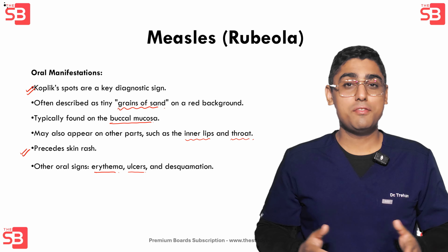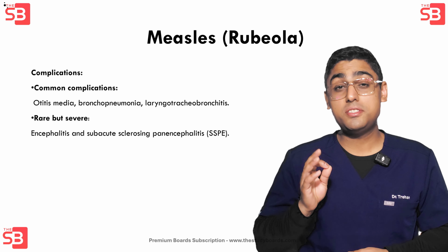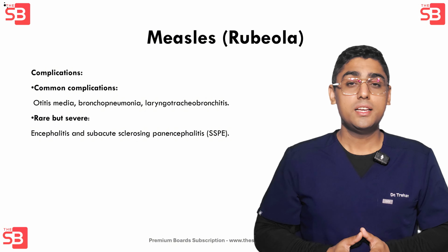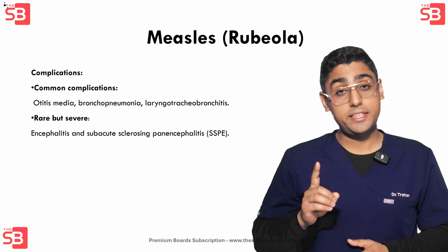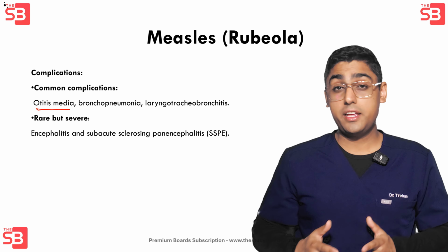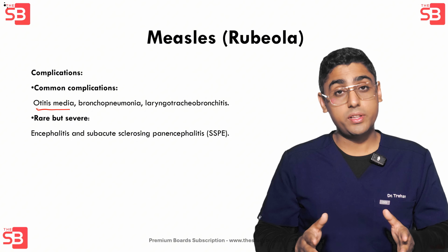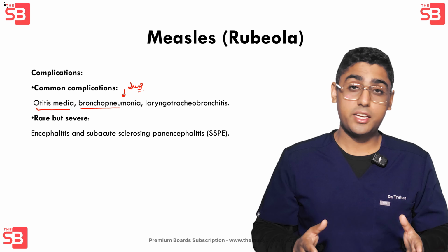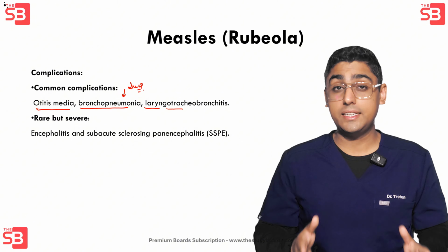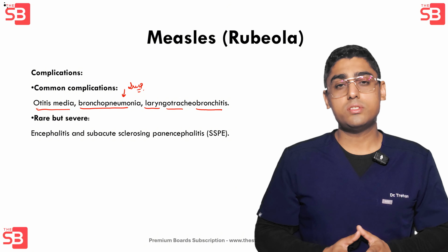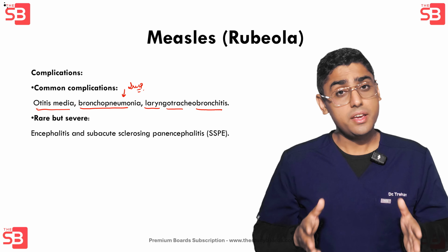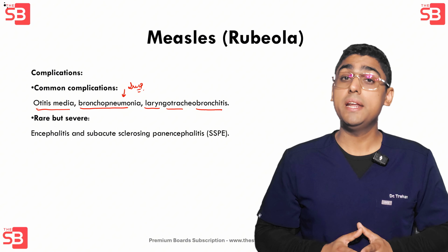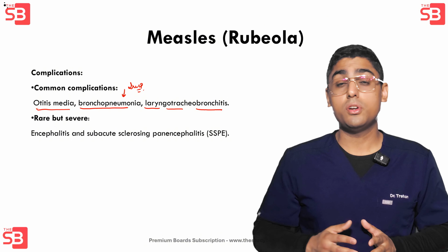Now, while most people recover from measles, the infection can lead to some serious complications, particularly in young children or in those individuals who are immunocompromised. Amongst the common complications are otitis media, which is an ear infection that can even result in hearing loss. And the second one that I want you guys to remember is bronchopneumonia, which is a severe lung infection. Now, measles can also lead to laryngotracheobronchitis, or you can say croup, causing breathing difficulties. And in rare but severe cases, measles can also progress to encephalitis, which is the inflammation of brain that can result in long-term neurological damage.